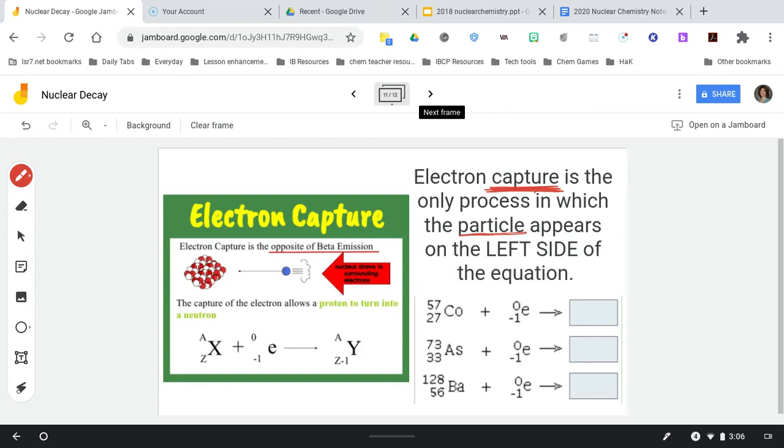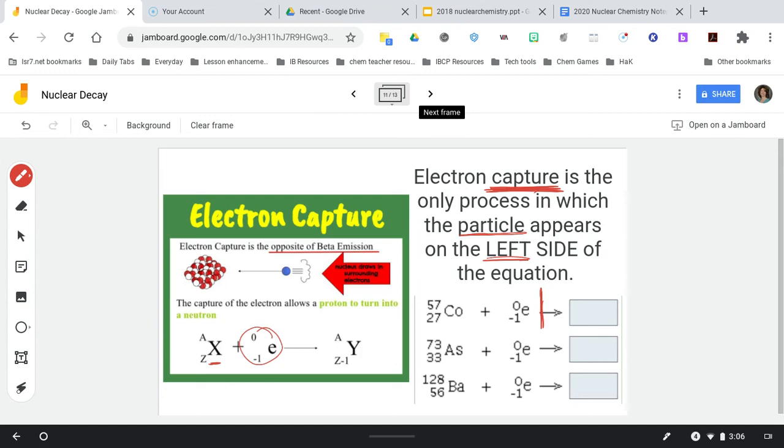And this is the only one where we write the particle on the left-hand side. So here is my nucleus in this example, and it's going to capture that electron. And when it does, that electron is going to cancel out a proton. So let's see what this looks like.